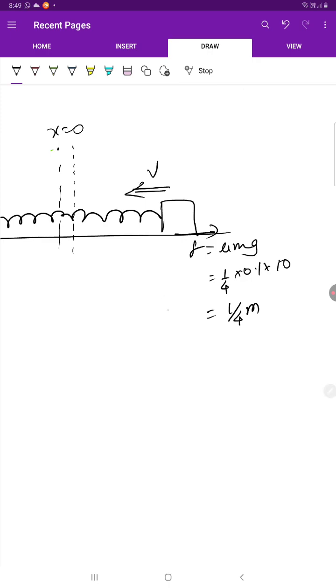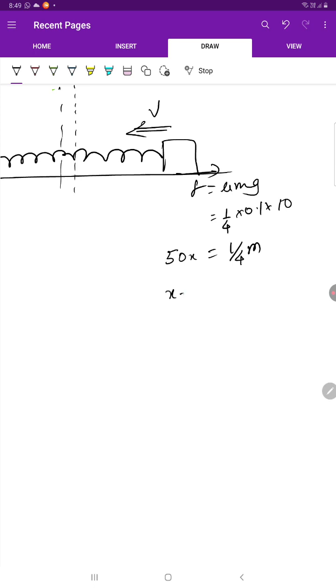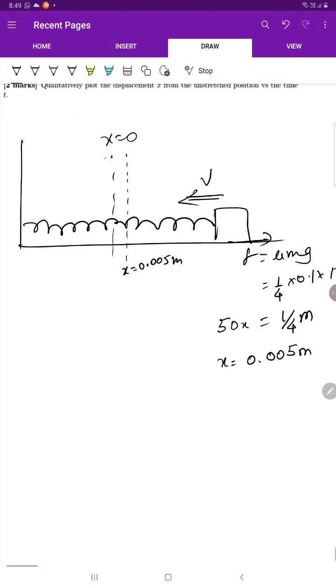Now what will be the mean position? Just evaluate with 50x equal to 1 by 4. You will get x equals 0.005 meters. So x equal to 0.005 meters represents the mean position when the block is going towards the left direction. Similarly, another position, x equal to minus 0.005, represents the mean position when the block is moving towards the right direction.